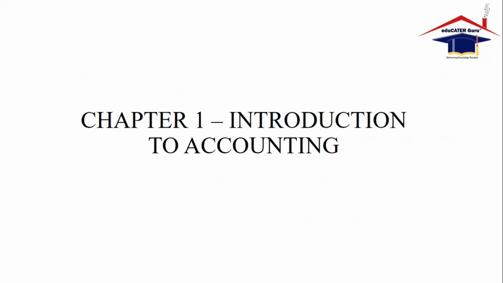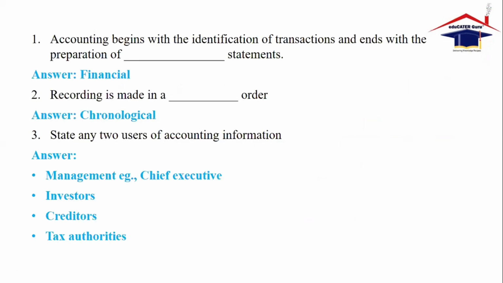Chapter 1, Introduction to Accounting. The first question goes like this. Accounting begins with the identification of transaction and ends with the preparation of dash statements. So the answer is financial statements. In accounting, we start entering the transactions by recognizing to which account it belongs to, and we record it in the respective books and post it in the journal, ledger, and then to the financial statements like profit and loss account and balance sheet.